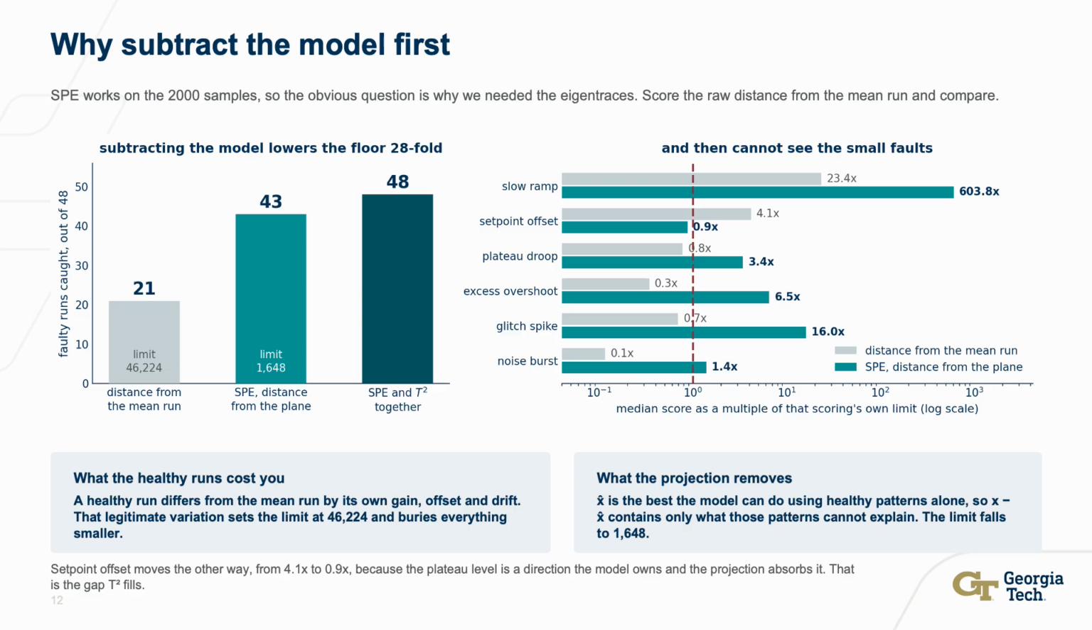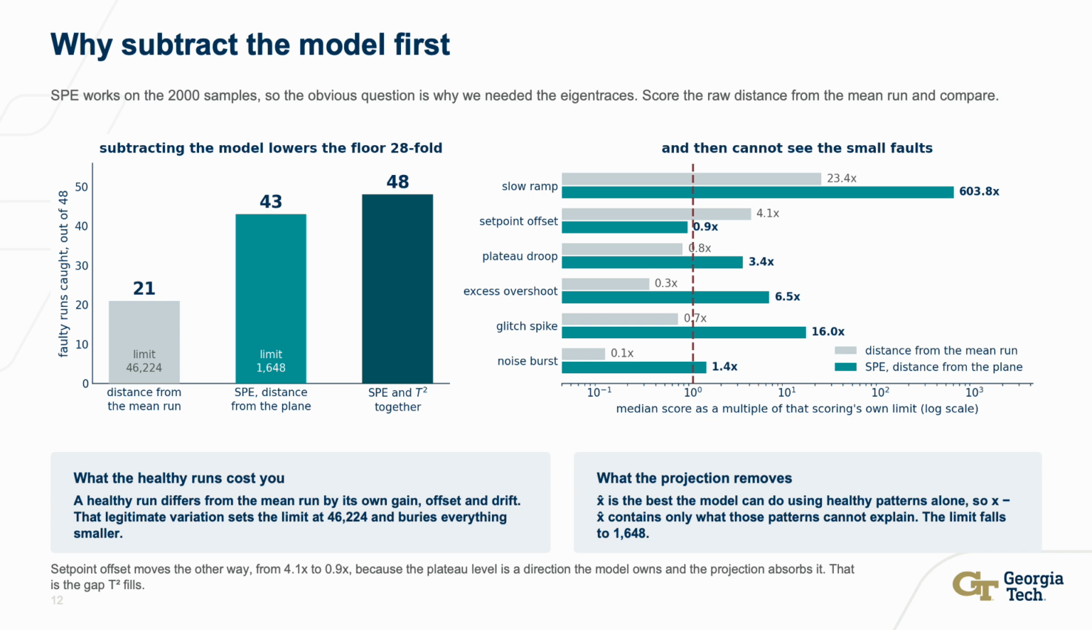The left panel is the headline. Distance from the mean run catches 21 of 48 faults. SPE catches 43. Adding T² brings it to 48. The reason is the limit printed inside each bar. Without the projection, the limit is 46,000. With it, 1,600, a factor of 28.